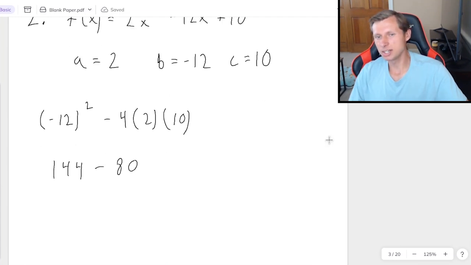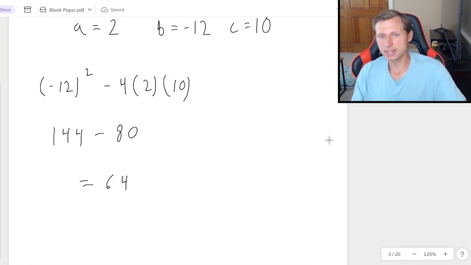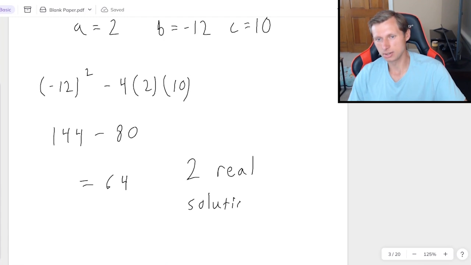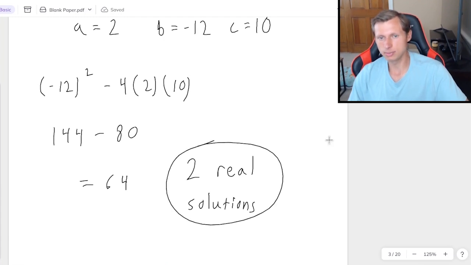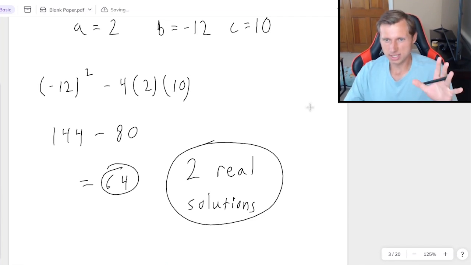And honestly, it doesn't even matter what this result is, because all I care about is whether or not the number is positive, negative, or 0. This is going to be a positive number, so I already know there's going to be two real solutions. But just for the sake of doing it anyway, 144 minus 80 is 64. Again, the number itself doesn't mean anything except for the fact that it's positive, which means we're going to have two real solutions for this one. And the discriminant is 64, since I technically asked for that too. So there we go, that's the second one.